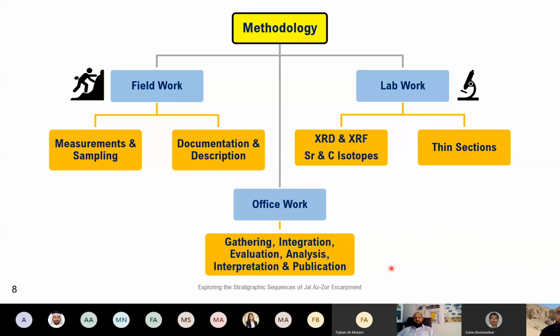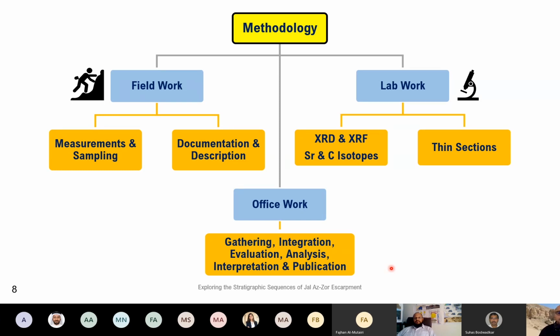Based on that, you can see that our work is simply classified into two main parts, which are the field work and the lab work. When we go to the field, we focus on measurements and sampling. We need to sample all the main facies variations within the area. Documentation and description: even any note that we see in one of the locations that we have observed should be documented and described, so we can go back to it in detail.